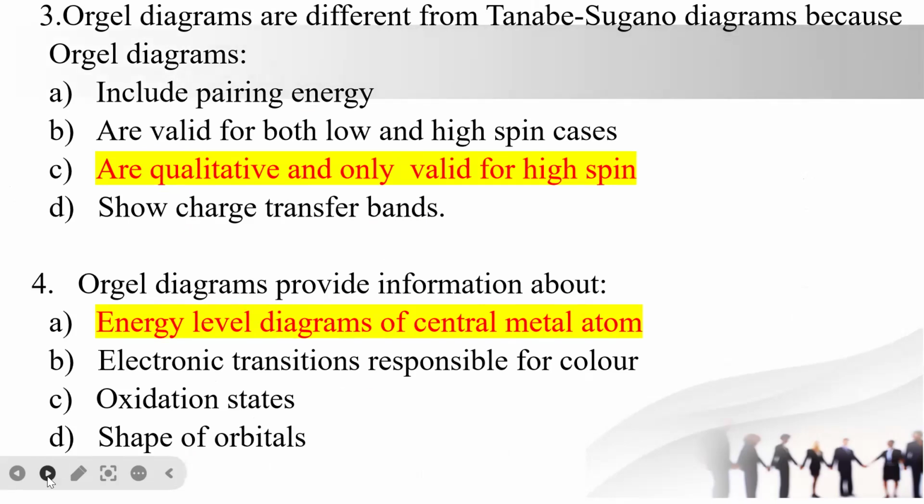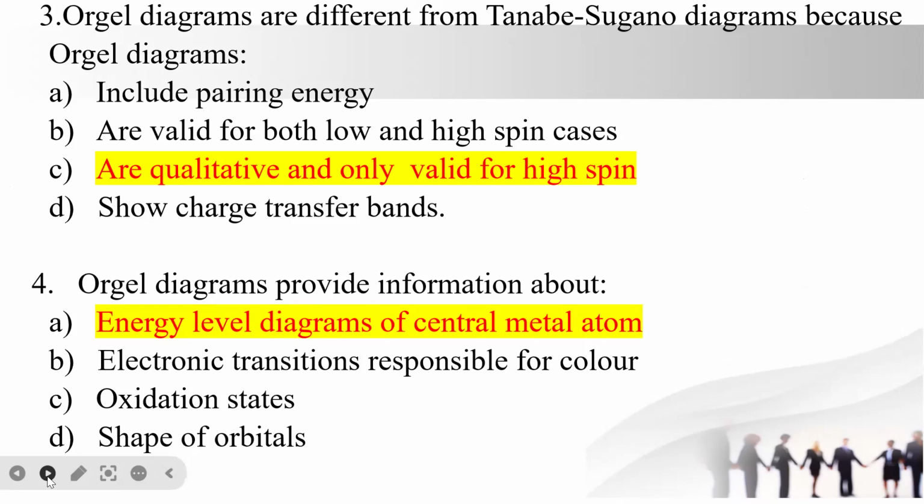So the Orgel diagrams are qualitative and only valid for high spin complexes. The TS diagram gives both qualitative and quantitative information, but Orgel diagrams give only qualitative information and are also valid only for high spin complexes.